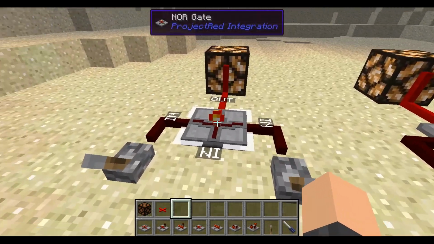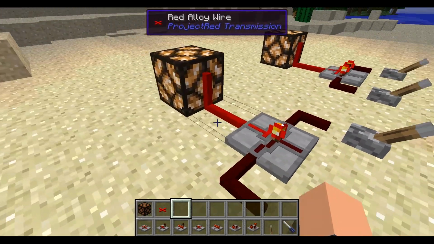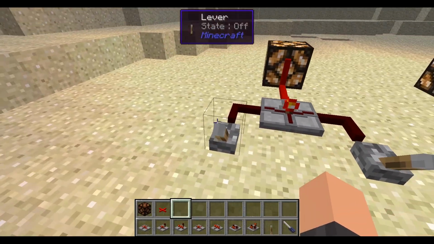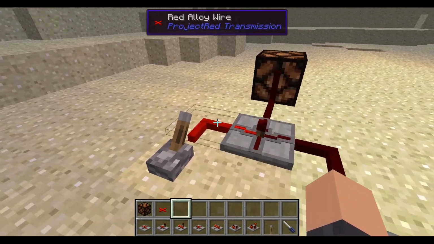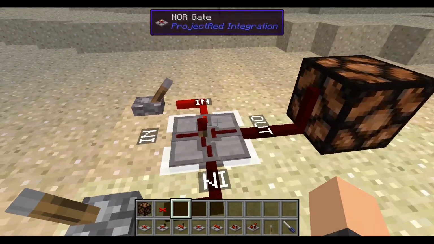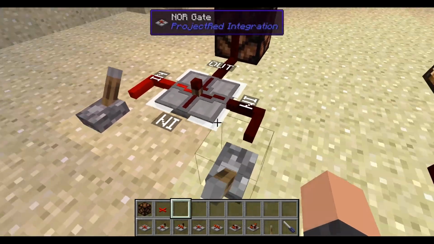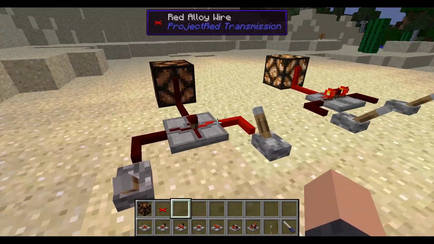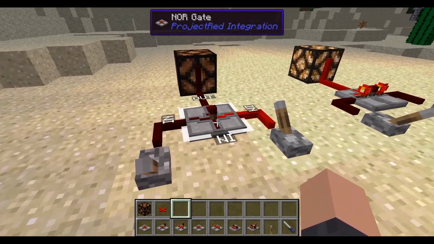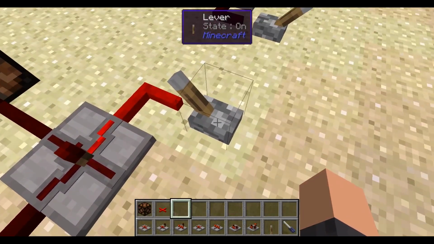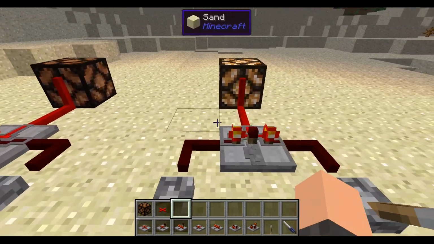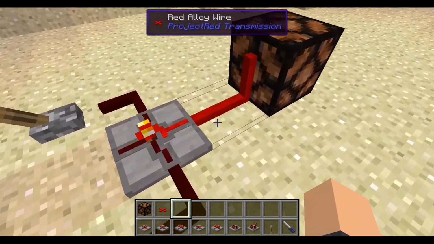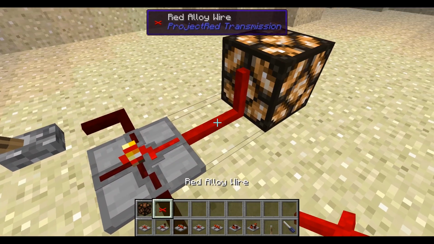Over here, I have the NOR gate, and as you can see, the output is high when both of these are low. If I make either of these inputs high, the output goes low. Whenever there's any high input in the NOR gate, the output will go low. And then for the AND gate, I don't know why that is working like that.